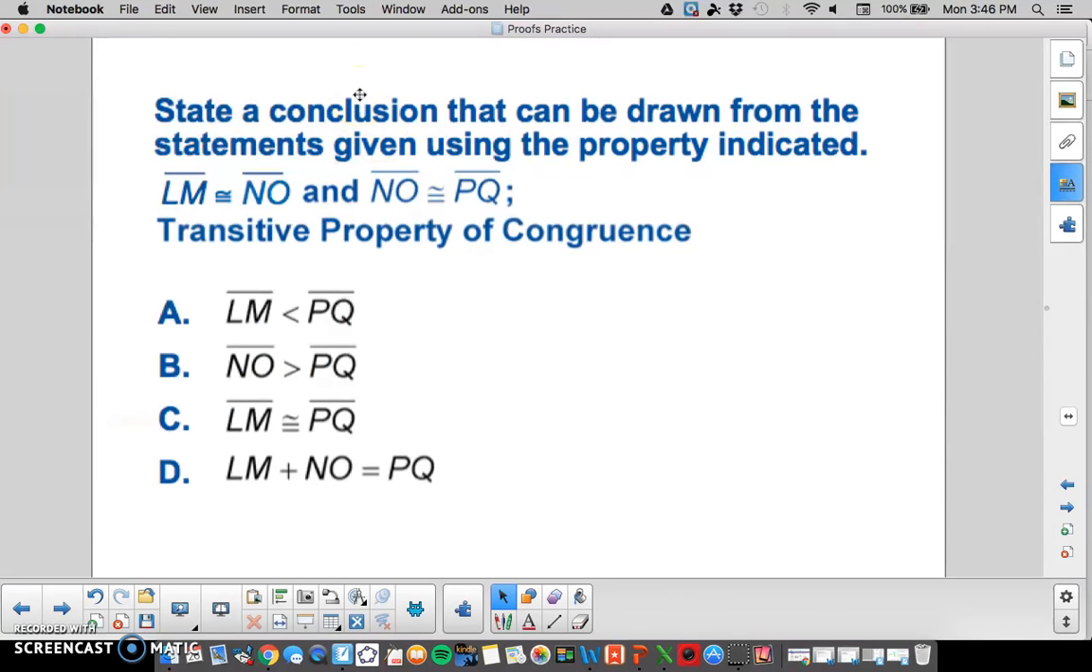Here we want to state a conclusion that can be drawn from the statements given using the property indicated. So it tells us what our conclusion is, and using that property, what would we be able to have our next step be? So because we know LM is congruent to NO, and NO is congruent to PQ, notice NO is in both of those. So using our transitive property, we get rid of that middleman, and we see that LM is congruent to PQ.